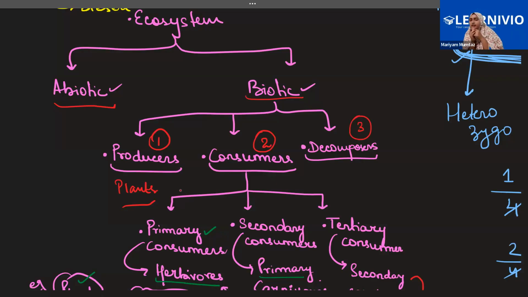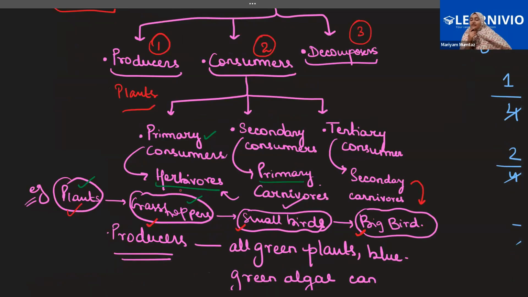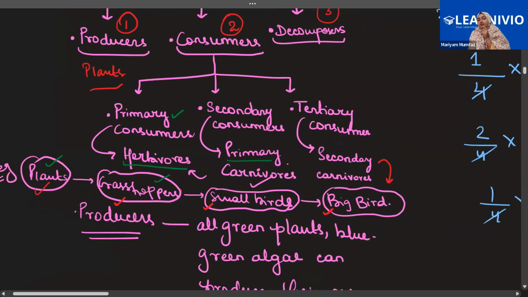Then comes consumers. The name only suggests that they will be consuming stuff. They can't make their own food, so they'll be consuming. Now, under the category of consumers, we have primary consumer. Primary consumers are those that directly feed on the plants, meaning they are herbivores. They directly feed on the plants. Then the secondary consumers, they are the ones that feed on the primary consumers, such as the carnivores. And lastly, there is the tertiary consumer that would feed on the secondary carnivore.